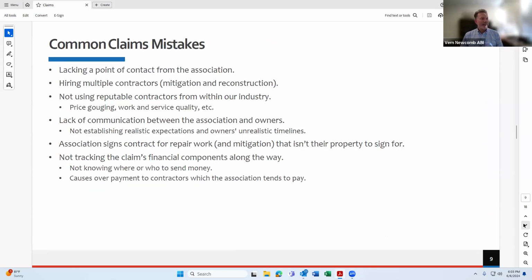Common claims mistakes. Number one is lack of a contact person from the association. Again, that can be an absolute nightmare if there's not one person directing, especially when you have multiple units affected. There needs to be one source where everything goes, a point of contact, also communicating with everyone. Hiring multiple contractors. It's always best if you can get the mitigation and reconstruction contractor to be the same. Again, have that list of vetted contractors.